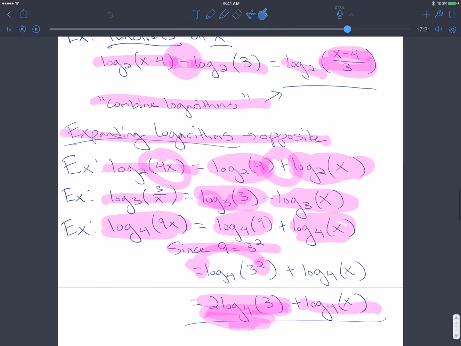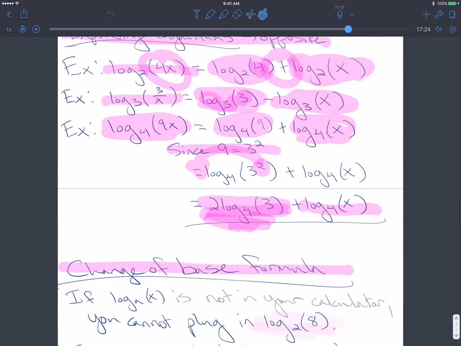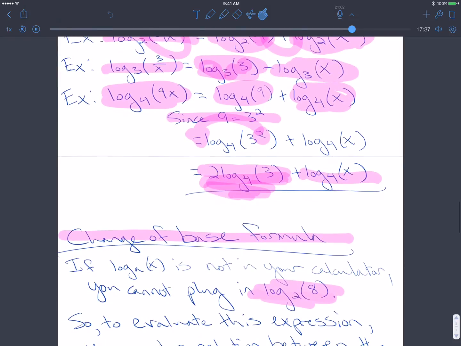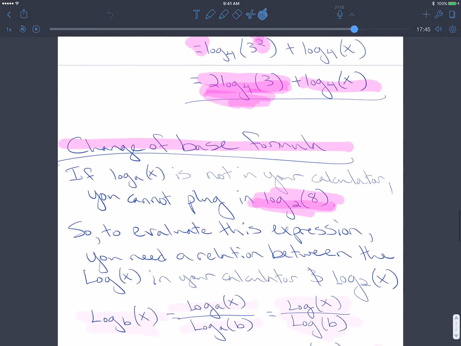If you want to evaluate them, I mentioned before the change of base formula that you can use to then evaluate any logarithm. It's because we don't have log base b in all of our calculators. So you can't necessarily plug in log base 2 of 8 to verify that that's 3 if you have one of those calculators. So the change of base formula is what allows you to evaluate this without needing log base b built into your calculator.